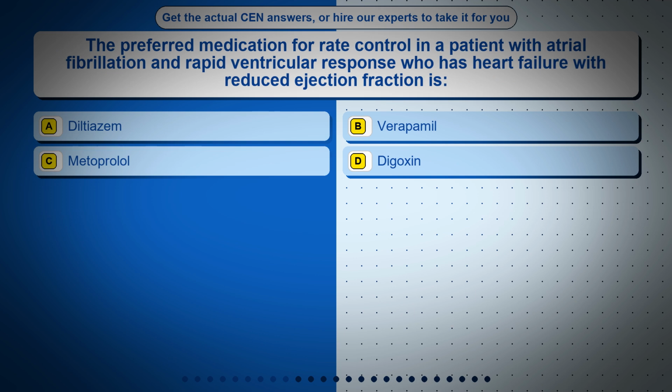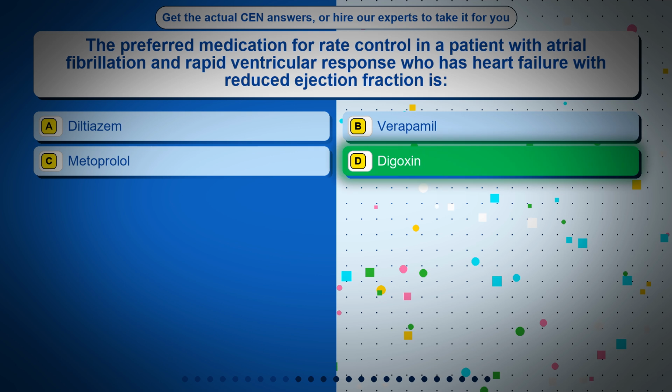Question 9. The preferred medication for rate control in a patient with atrial fibrillation and rapid ventricular response who has heart failure with reduced ejection fraction is: Option A, diltiazem. Option B, verapamil. Option C, metoprolol. Option D, digoxin. The correct answer is Option D, digoxin.